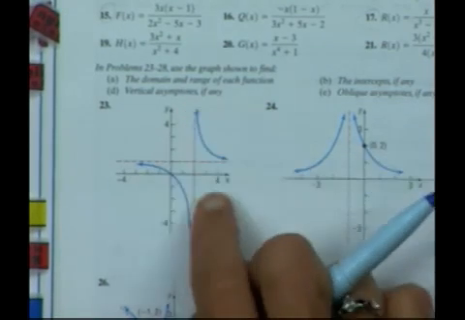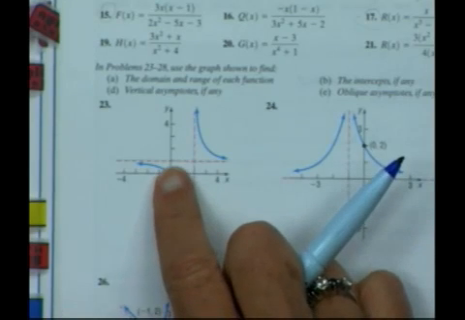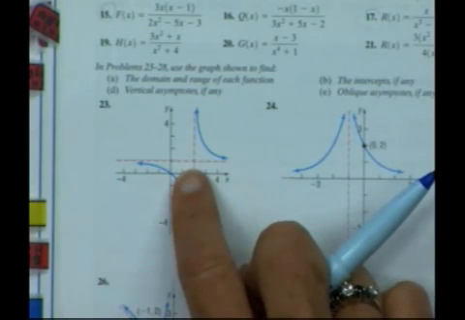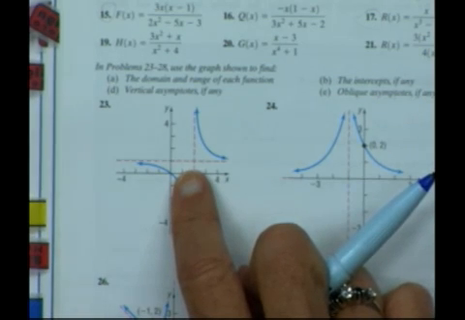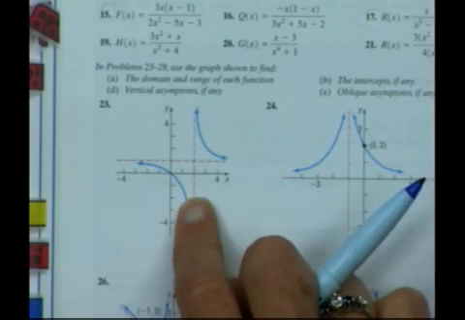The range is what y values are being left out. So your range is all reals except for y equals 1. Basically, if it asks for range, you'd say y not equal to 1. Can't be equal to 1. Everybody good on that?